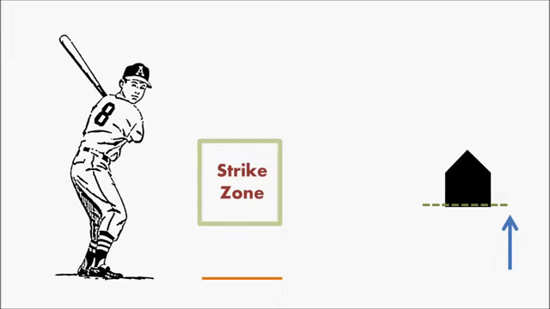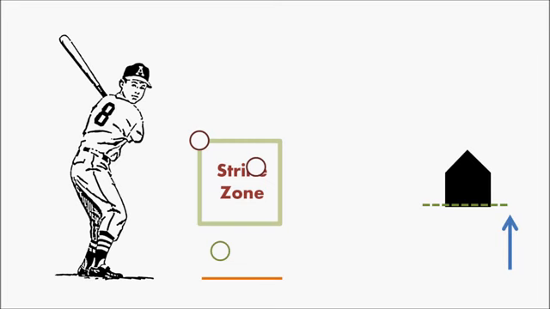When the batter does not swing, if the pitch passes through the strike zone, it will be called a strike. If the pitch does not pass through the strike zone, it will be called a ball. And you might wonder, well, what if the pitch is right on the line? This would also be a strike. If any part of the ball, no matter how small it is, passes through the strike zone, it is a strike.